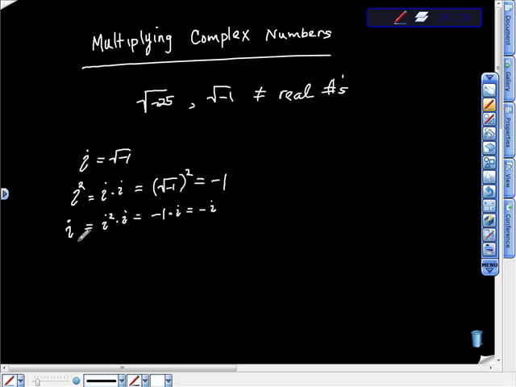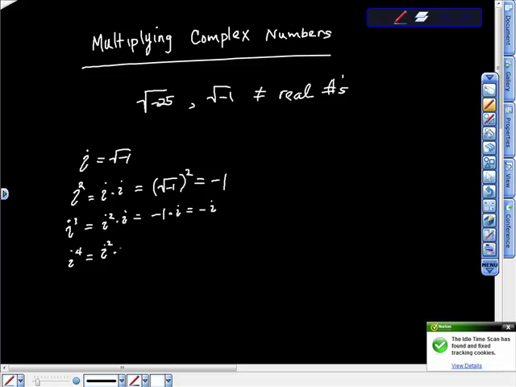And then lastly, this whole thing turns into kind of a cycle. And the last one is i to the 4th power. And i to the 4th power is i squared times i squared, isn't it? Which is the same as negative 1 times negative 1. And that would equal 1. And from there, no matter how far you go, you're going to go back to one of these 4 values.